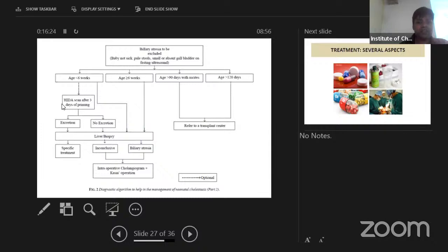If the age is more than 6 weeks and liver biopsy is done and is inconclusive and there is suspicion of biliary atresia, again intraoperative cholangiogram and Kasai operation should be performed. If age is more than 90 days with ascites, or age is more than 120 days, refer to transplant center.